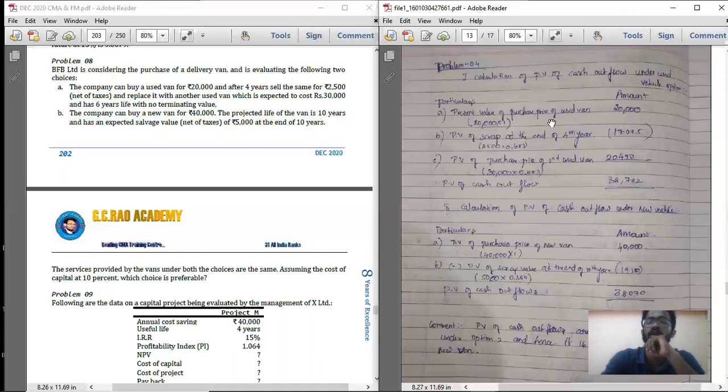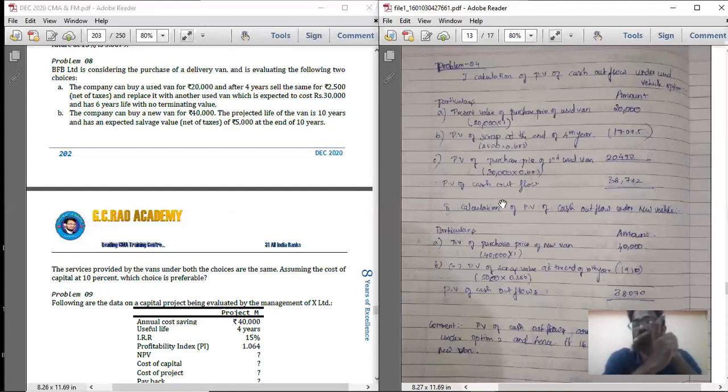So in total you are incurring an outflow of 20,000 and 20,490, those are present values. And at the end of 4th year, you are getting scrap of 2,500 rupees. For that the value is 1,707.5, which you should deduct. Now total the amount column, you are getting 38,782. Against the 38,782, record present value of cash outflow. Done. That is the present value of cash outflow under the used vehicle option.